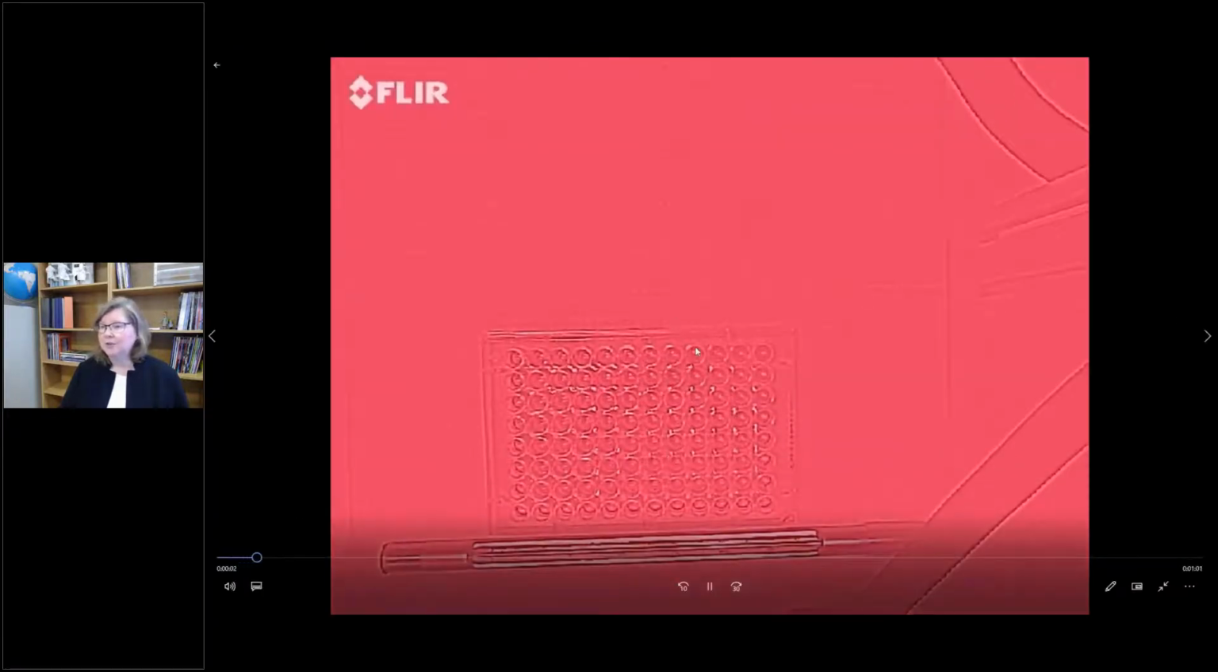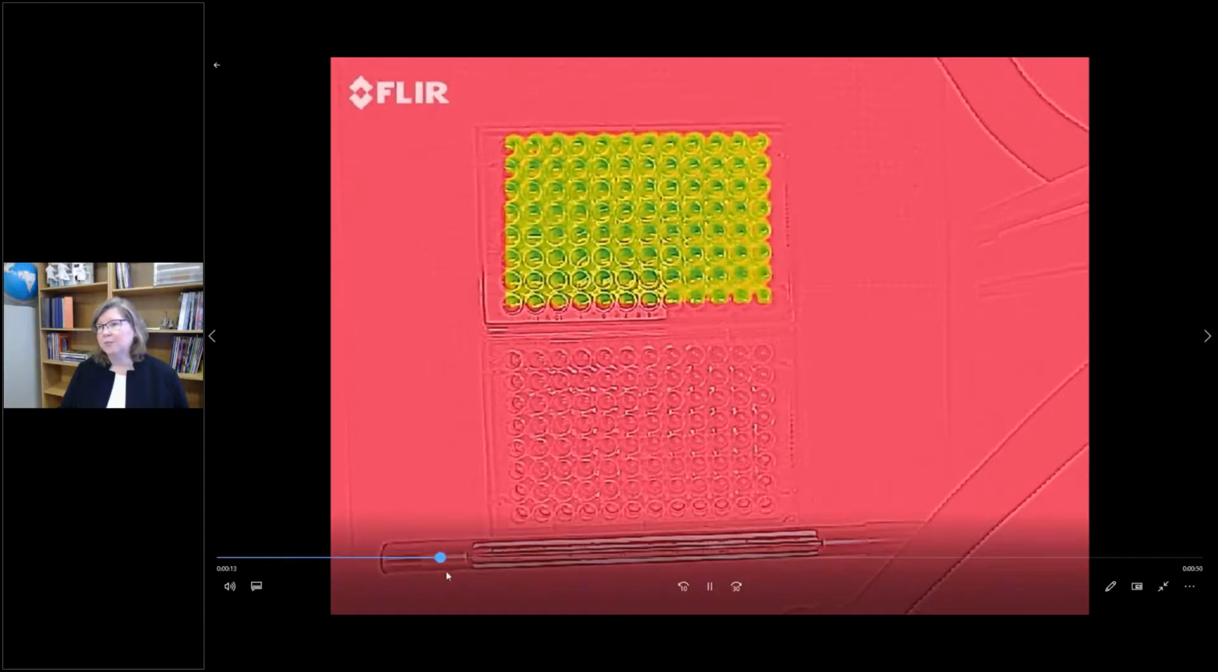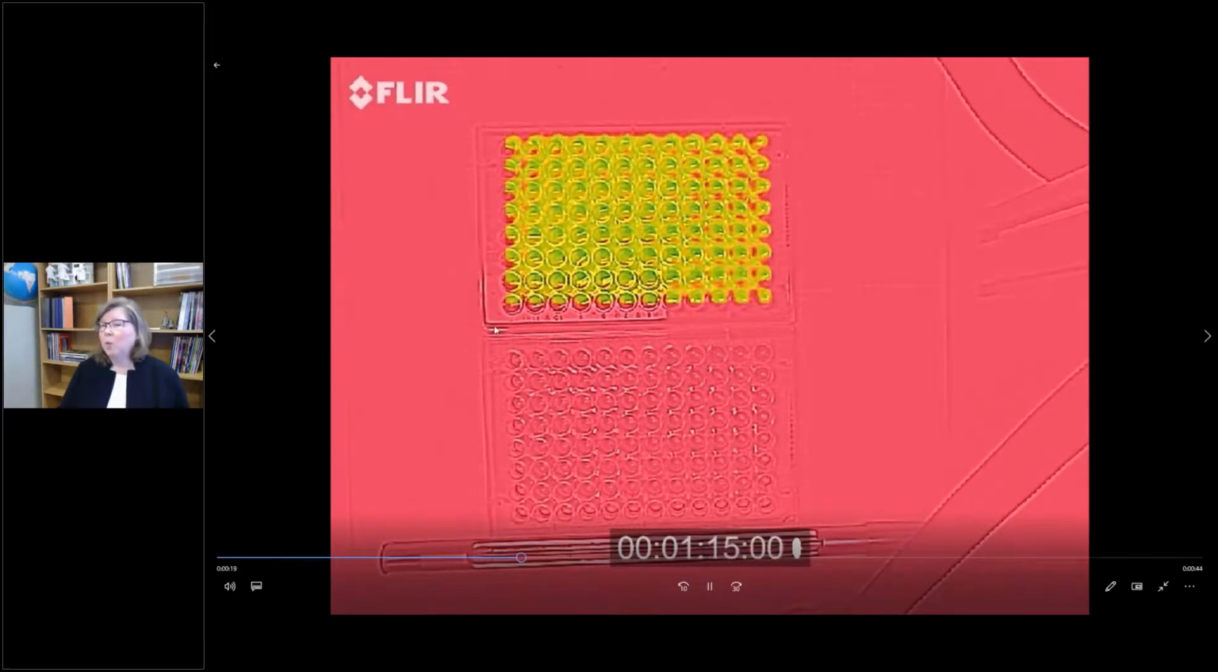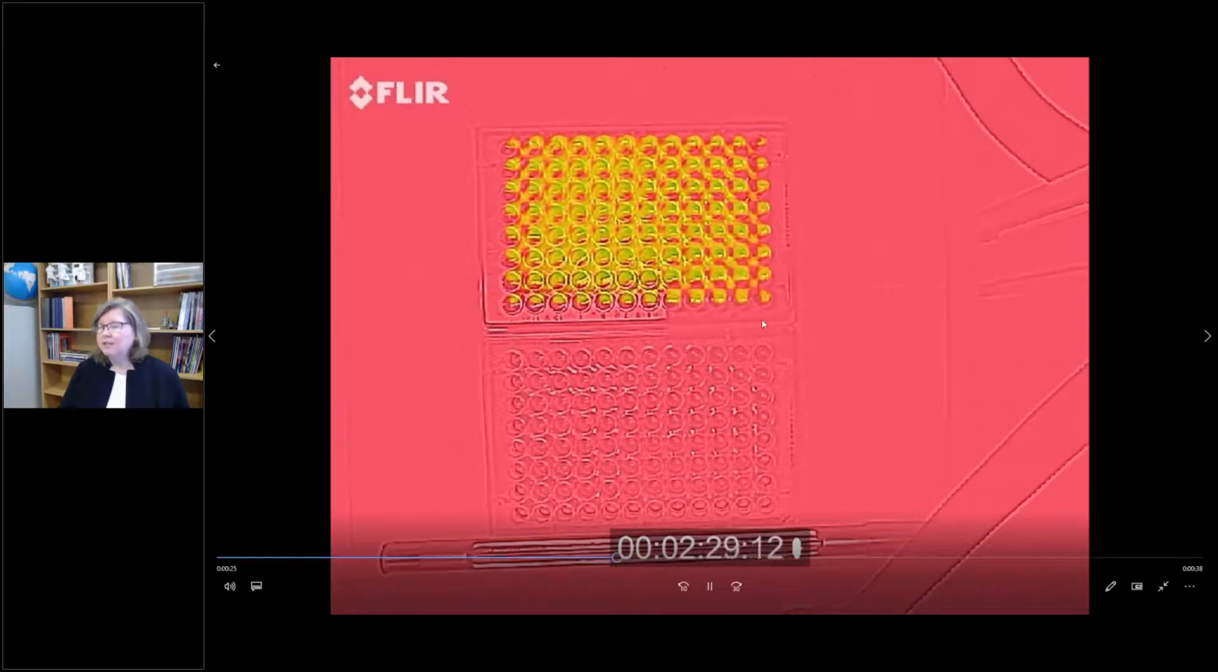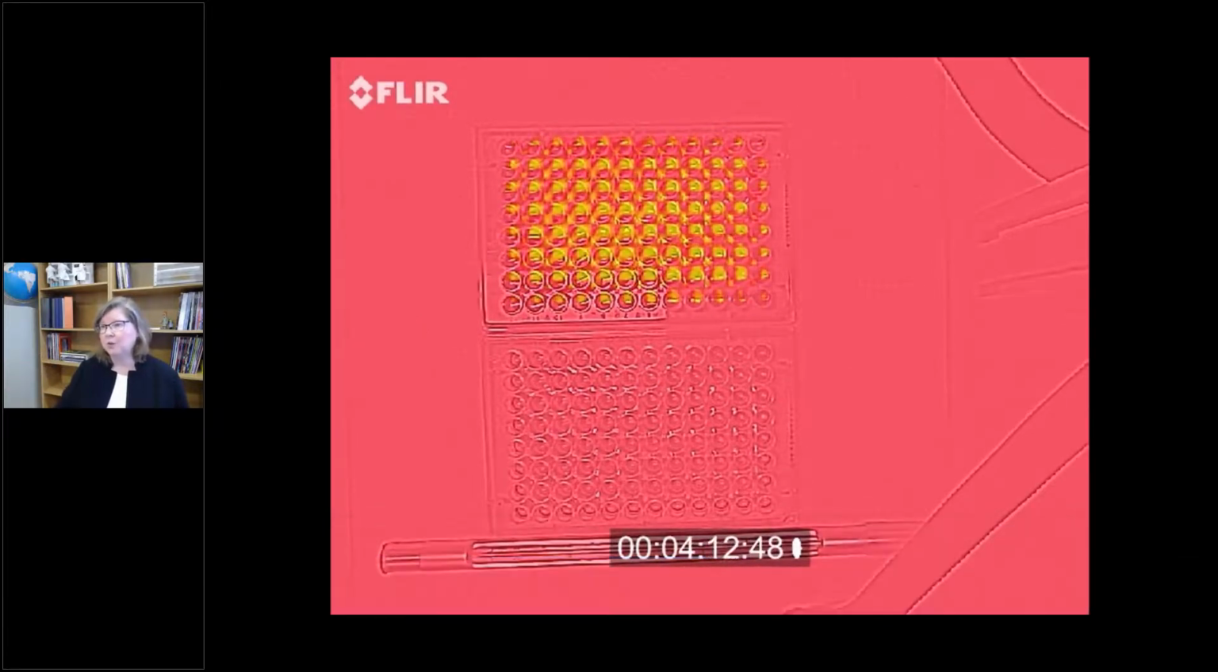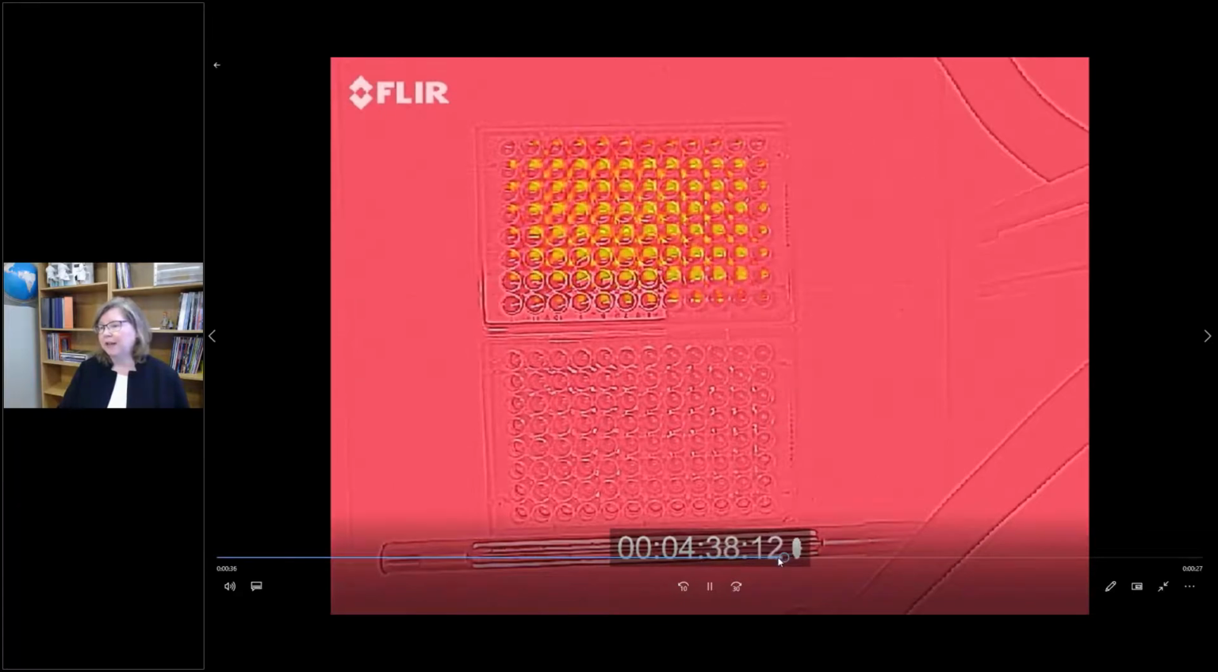Here's our 37-degree plate that's been plated at 37 degrees. It's at the same temperature. Here comes our room temperature plate, which is cooler. Now, as that plate warms up in the incubator, you're going to see it warm up from the edges of the plate inward. And all of these temperature changes are happening during the critical time when cells are settling down in the medium onto the bottom of the well and get distributed on the bottom of the plate.